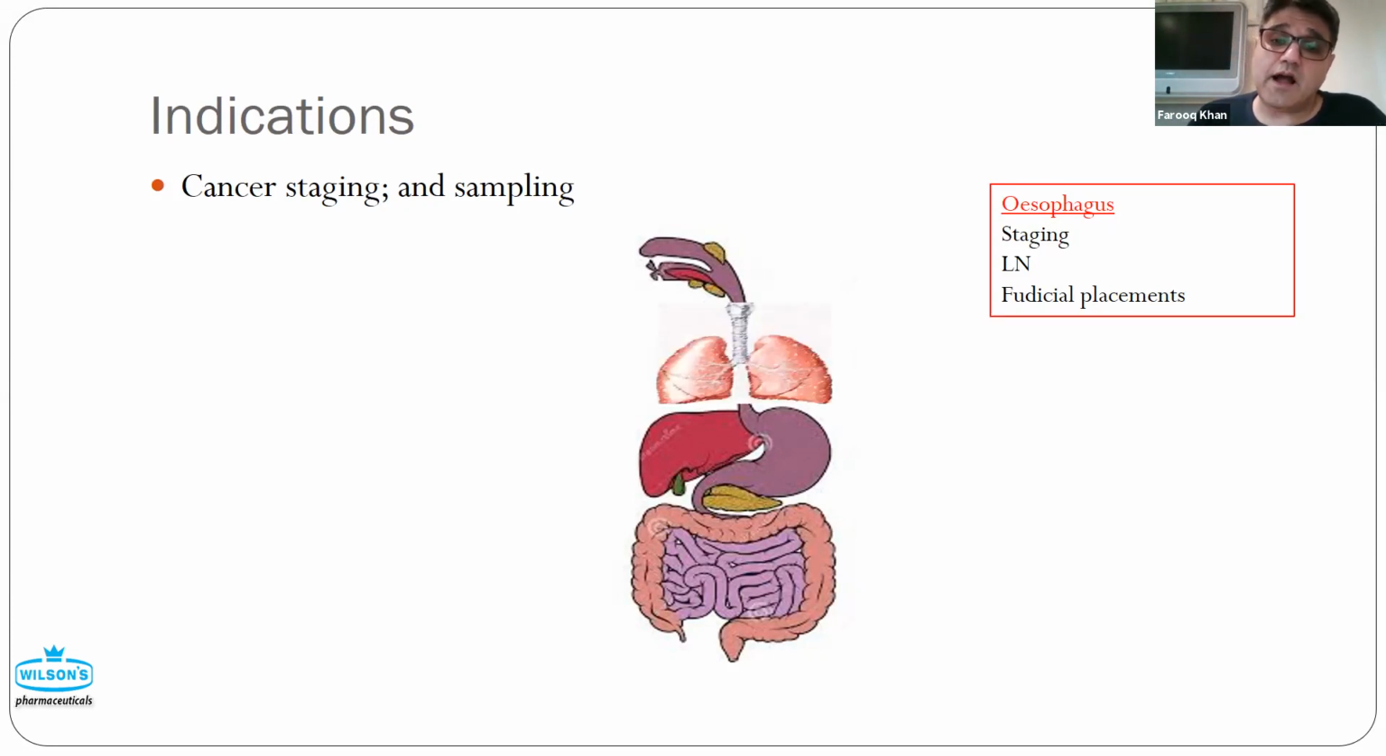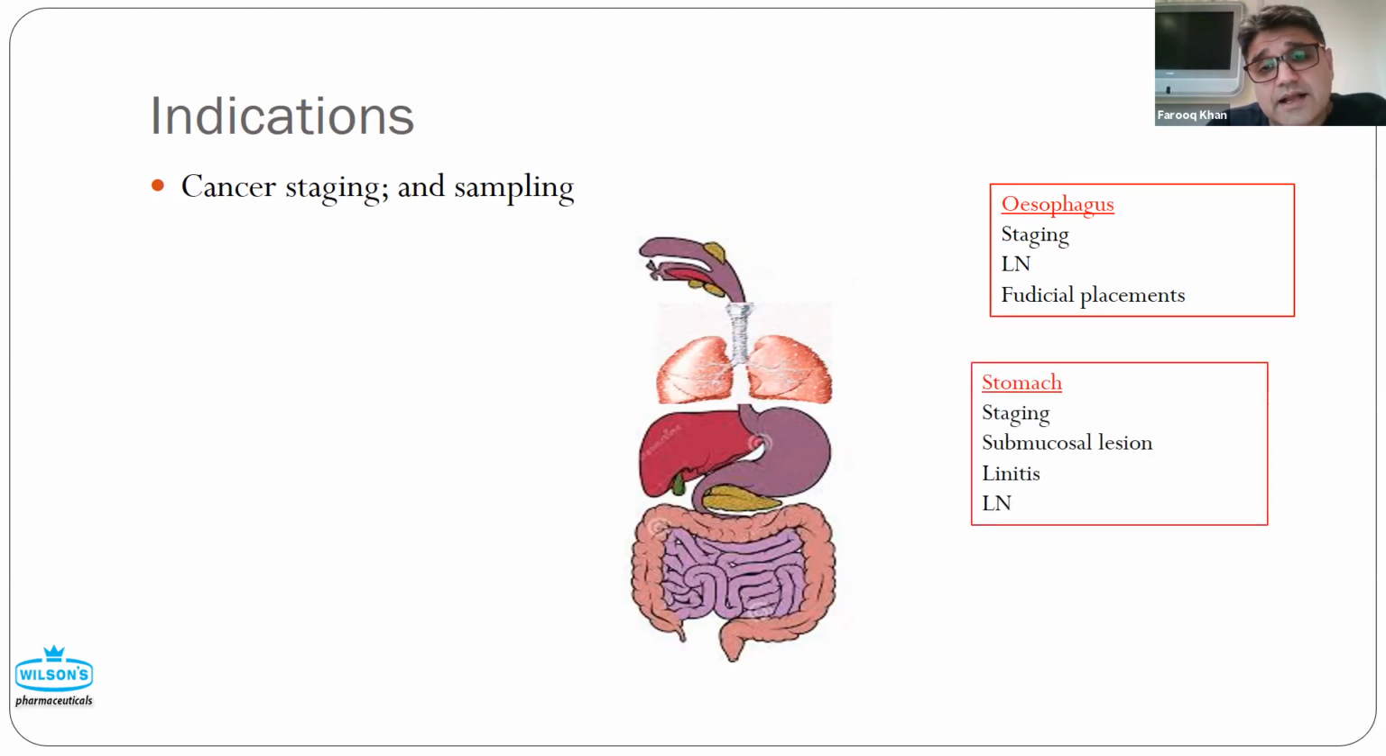Whilst you're in the upper GI section, mediastinal lymph nodes get referred many times, in people with chronic inflammatory disease and people with cancer staging, and you can access the mediastinal lymph nodes either on the right or the left side to try and take the samples. Stomach, again, staging, submucosal lesion, including GIST, quite commonly referred.